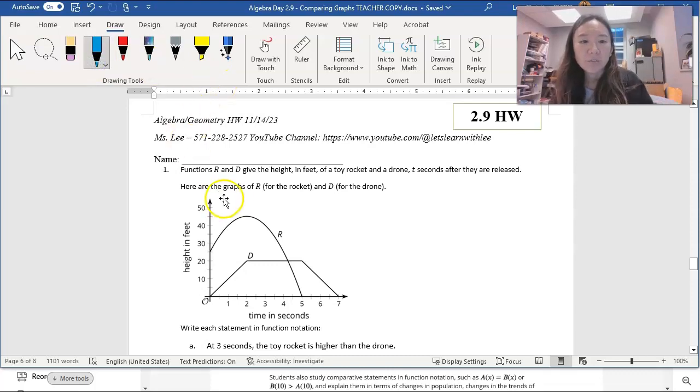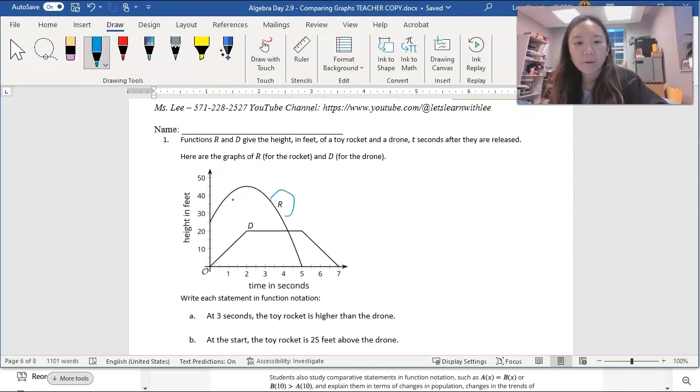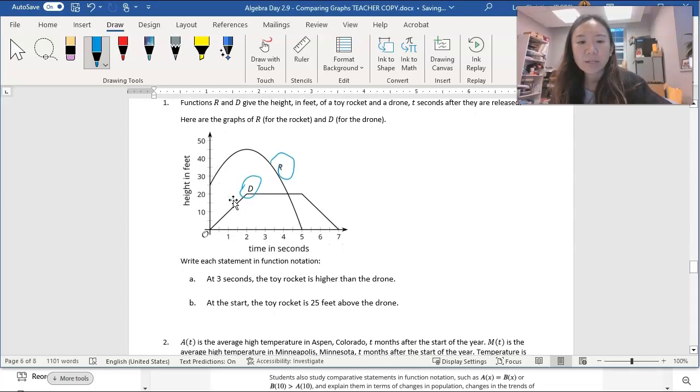Alright, so this is functions R and D. It gives the height of a rocket and a drone, and it is asking you to write each statement in function notation. So it says at 3 seconds, the toy rocket is higher than the drone. To show this, at 3 seconds here, the rocket is here, the drone is here. We're going to put R of 3 is greater than D of 3.